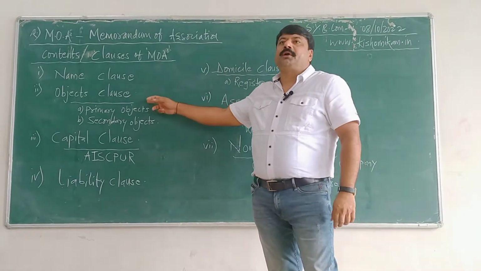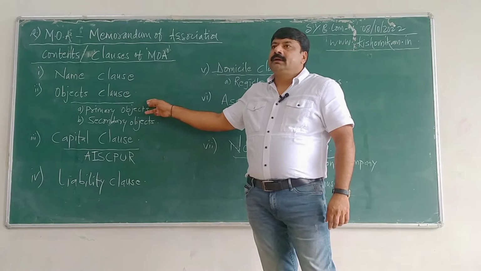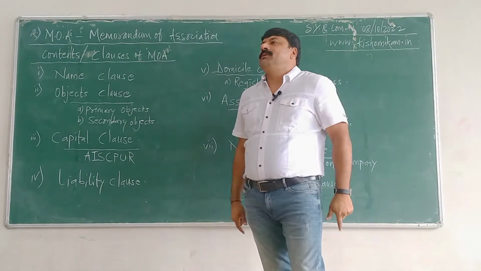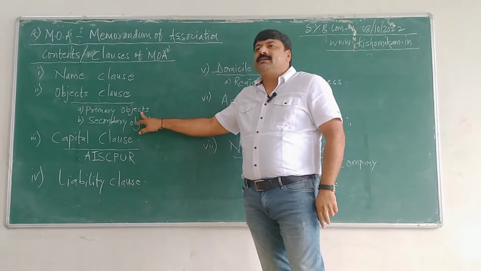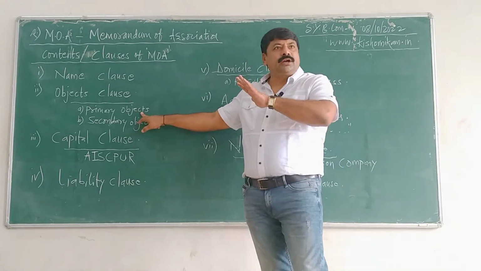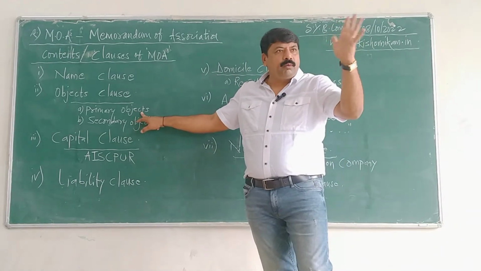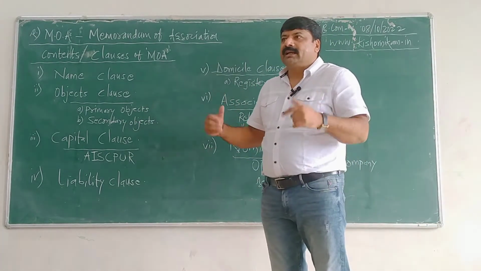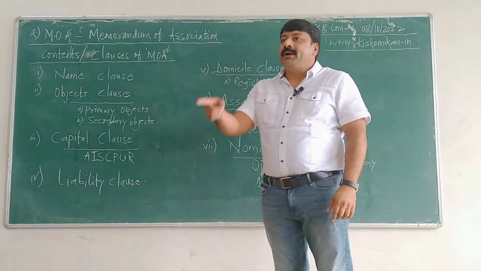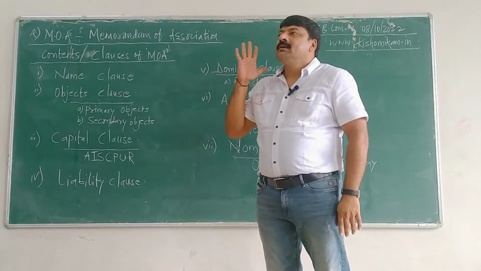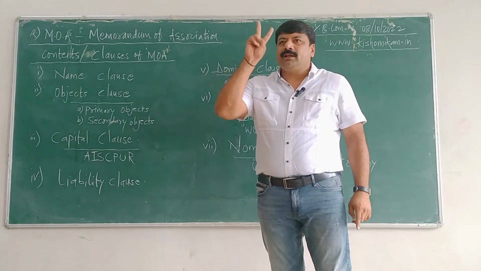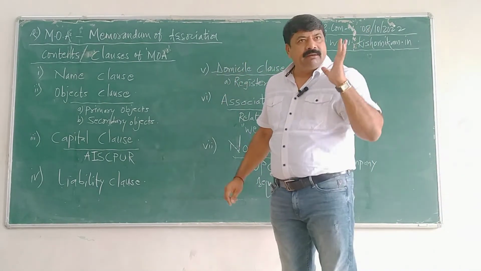Second comes the objects clause. It is divided into 2 parts, primary objects and secondary objects. Primary objects are the objects which are common. What is the main common objective of every company? Tell me, why is a company started? Profit maximization and wealth maximization. These are the 2 common goals of every company. Primary objects.